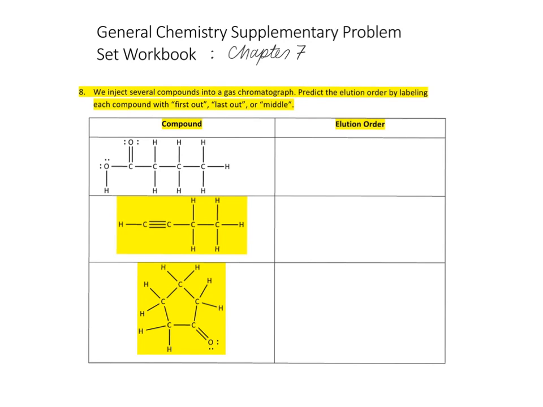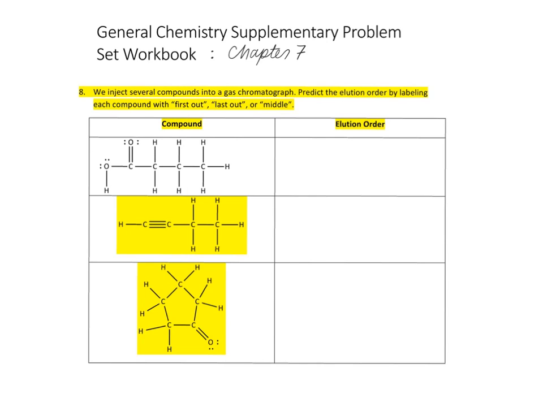I'm a molecular biology major, and today we'll be working on Problem 8 in Chapter 7 of your General Chemistry Supplementary Problem Set workbook. So our question tells us that we just injected several compounds into a gas chromatograph. So those compounds would be right here. We need to predict the elution order by labeling each compound with first out, last out, or middle.